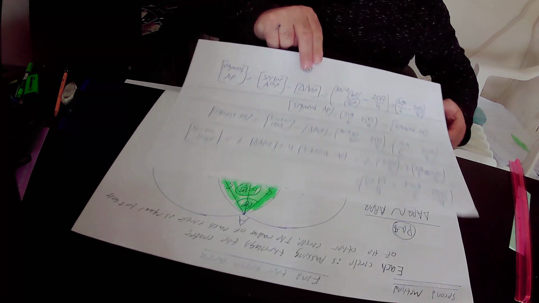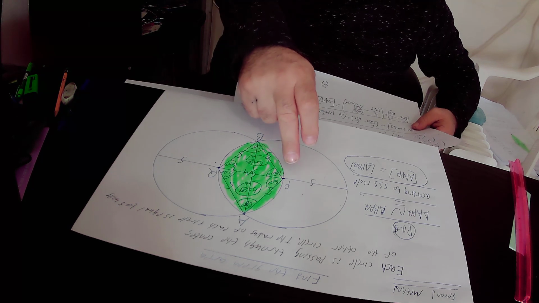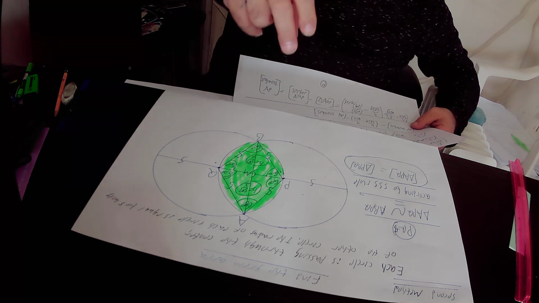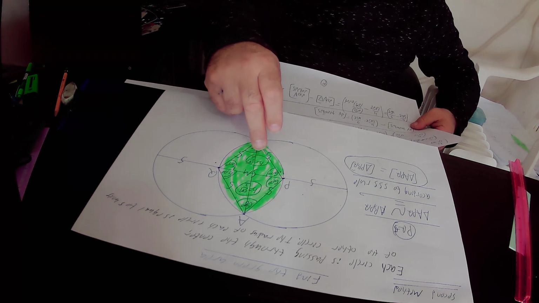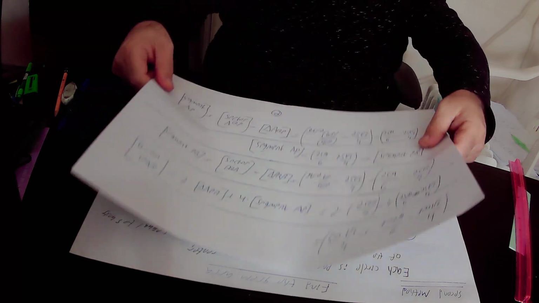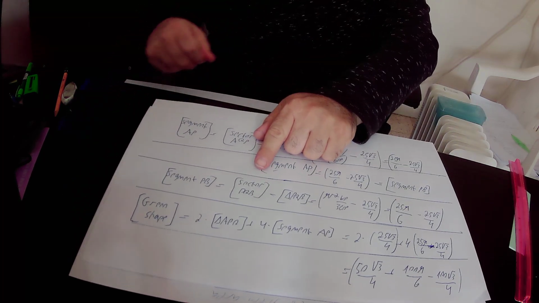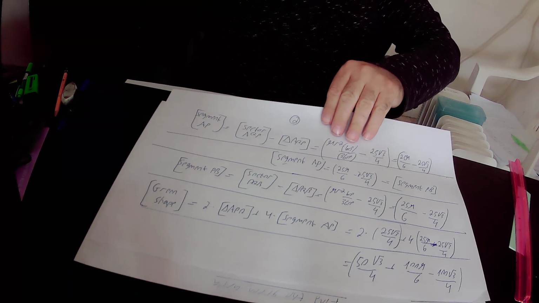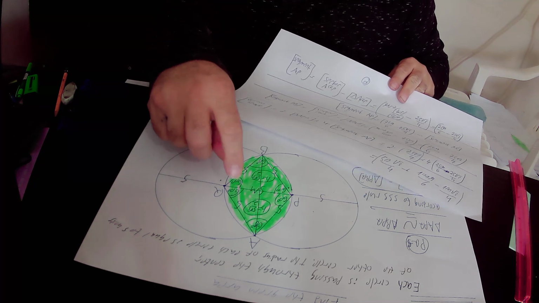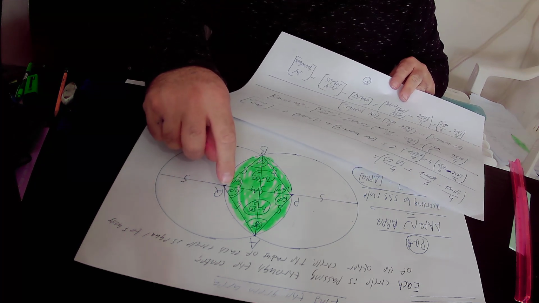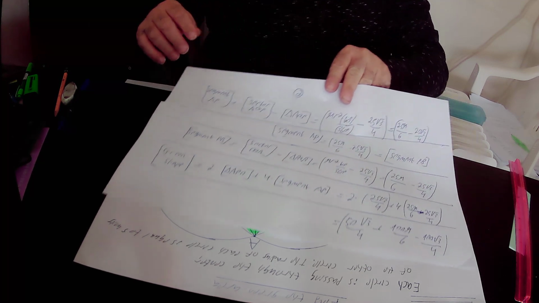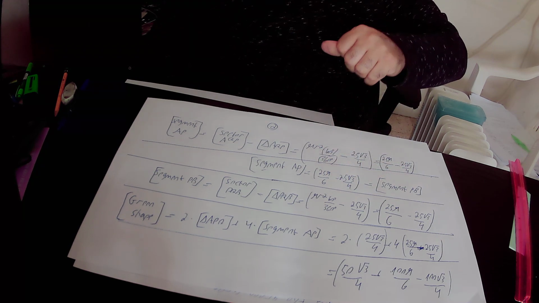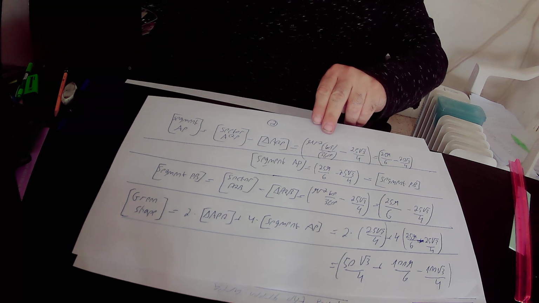Then we calculate the area of segment PB. What is the area of segment PB? The area of segment PB will be equal to the area of sector PQB minus the area of triangle PQB. I'll repeat again. The area of segment PB equals the area of sector PQB minus the area of triangle PQB. The area of sector PQB will be equal to pi r squared times 60 degrees over 360 degrees. What is the area of triangle PQB?